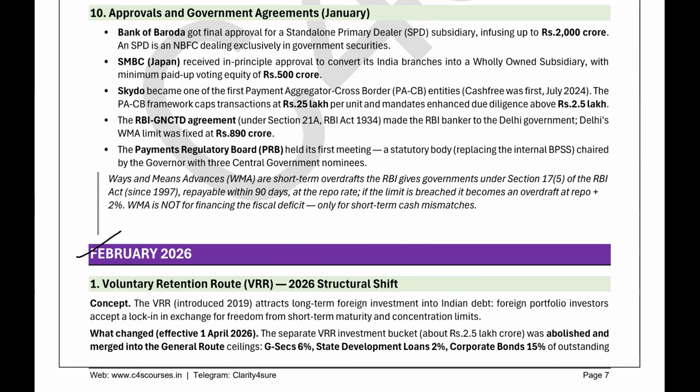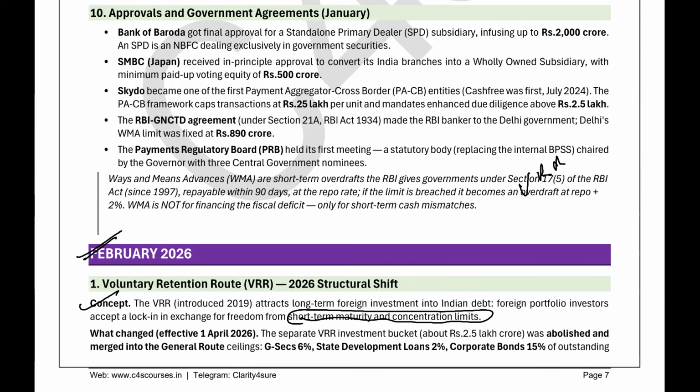So February, the first is VRR 2020 structural shift, first circular, which is important. The concept is telling about the VRR has been introduced 2019, attracts what? Long-term foreign investment into Indian debt foreign portfolio investors, except to lock-in exchange for freedom for short-term maturity and concentration limits. कितना इतना याद रखना, VRR लिखो और उसमें बस एक पॉइंट लिख लो, short term maturity and concentration limit.